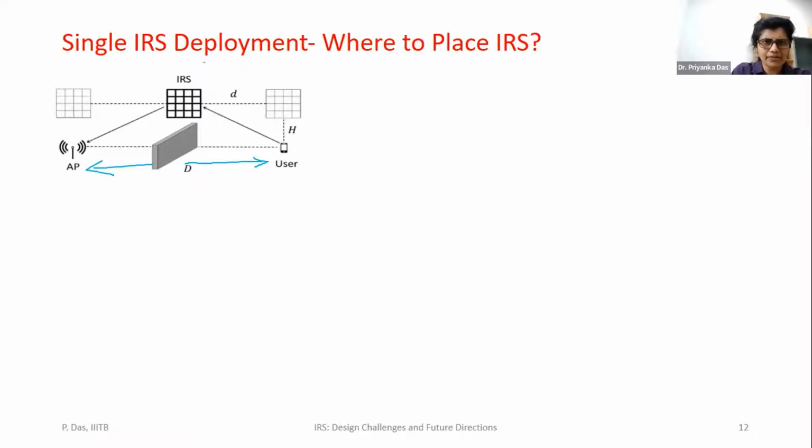Now your IRS friend is here, and you want to ask the question, where shall I place the IRS? Shall I place the IRS here or here or here or here? I do not know. I know I have a distance between AP and user, the direct link might be blocked, and IRS is there. Your question is where to place. That is the question when you go and set up an indoor environment. The first question you will be asking yourself is, where should I place it? To get the answer, we have to know mathematics.